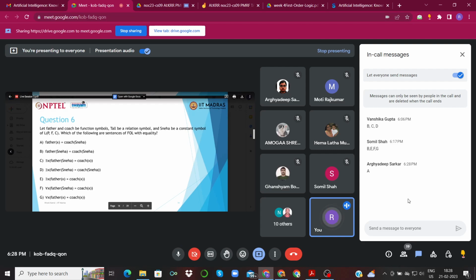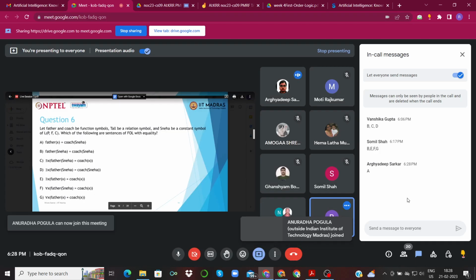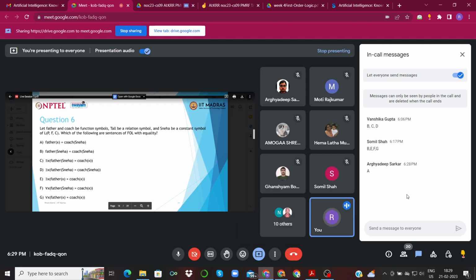Okay, so Argadeep says option A is incorrect. Argadeep, would you like to tell why you think that is incorrect? Sir, because X is free and it's not bound. Exactly. So we have to remember that this is a sentence, at the end of the day. So it has to maintain the condition of not having any free variable. This variable X can take any value, so it's free, right? So that's why option A would be incorrect.